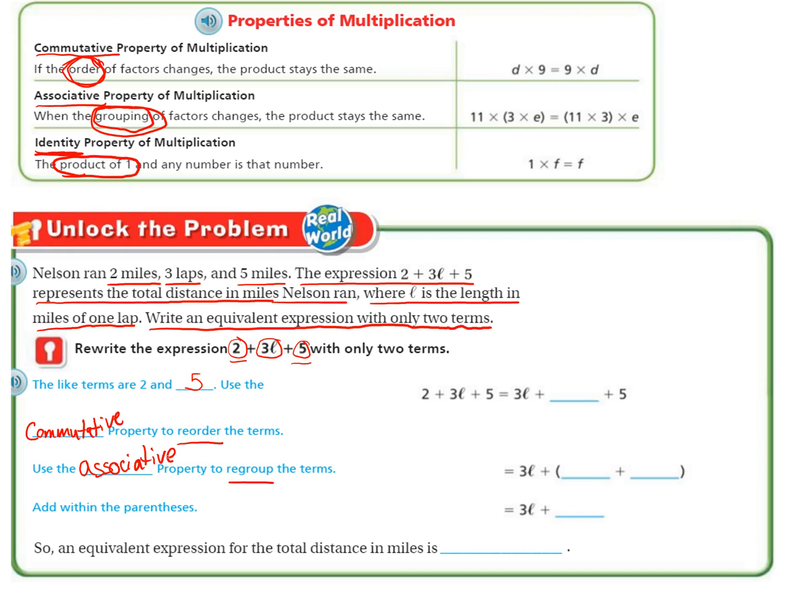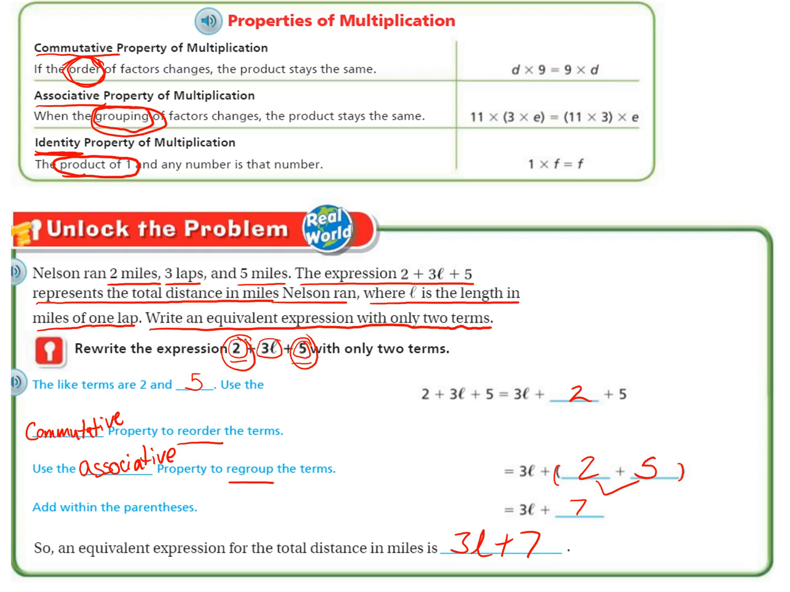Okay, so I'm going to regroup first. So I'm going to put the 2 next to the 5. Then I'm going to regroup them with 2 plus 5 in parentheses, so I can combine those 2 terms and make that 7. So an equivalent expression for the total distance would be 3L plus 7. So I just combined my two like terms.